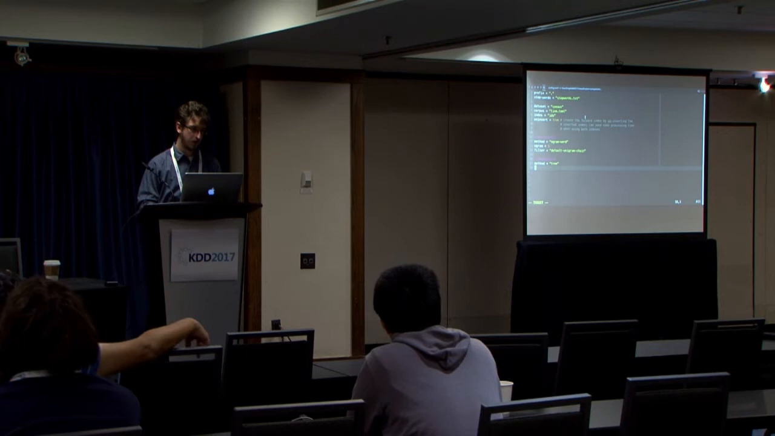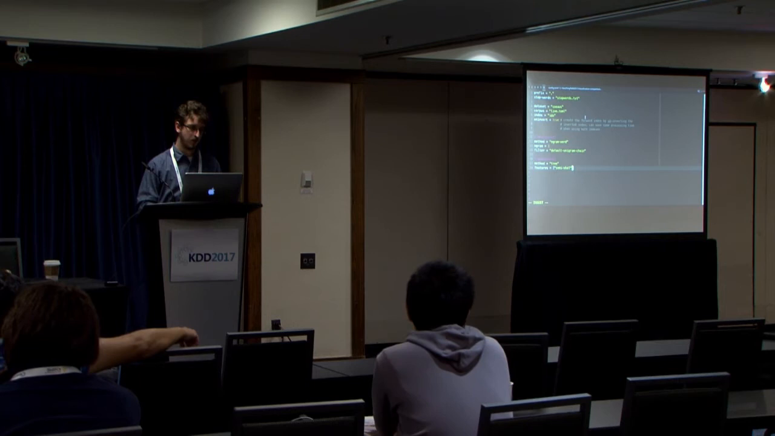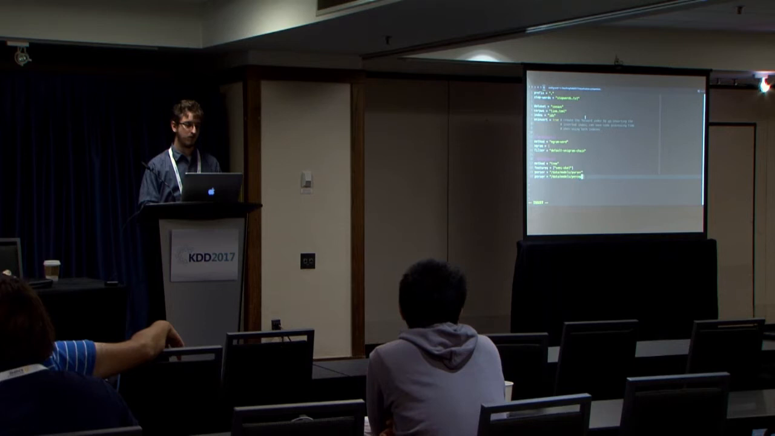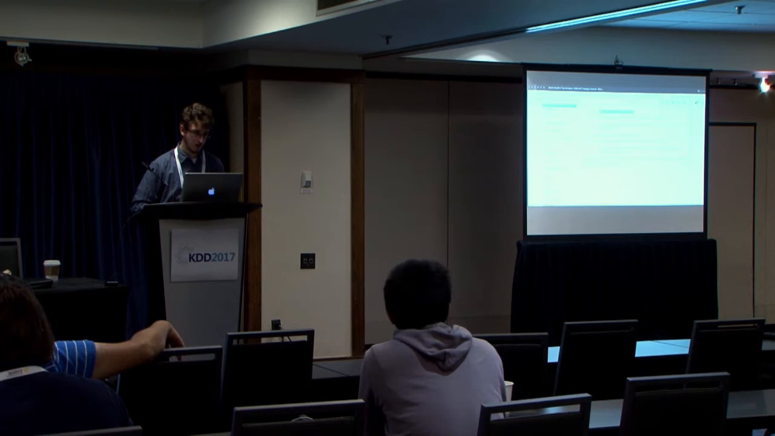Features is parser, data models, parser, data models, perceptron tagger, and then I feel like I'm missing something. What am I missing? Oh, the filter chain, of course.